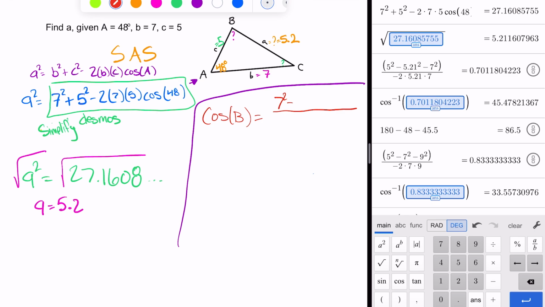And we can do any of them, the a or c, but we're just going to follow what we have on the board and up top. So it's going to be a squared, which is 5.2 squared, minus 5 squared. And then down on the bottom, we're going to have negative 2 times 5.2, which is our a side, and then our c side, which is 5. And we can put this into our calculator.